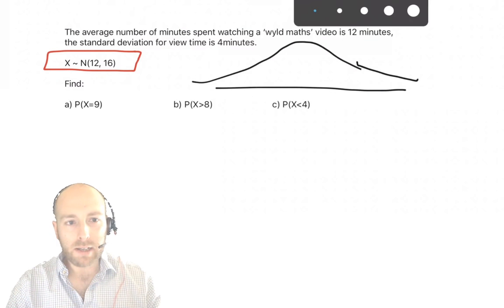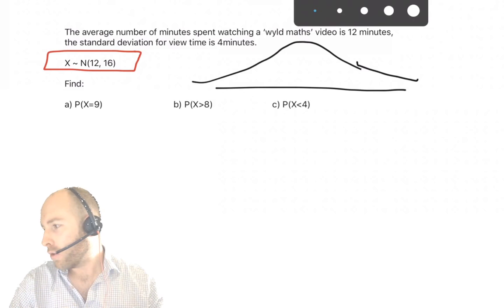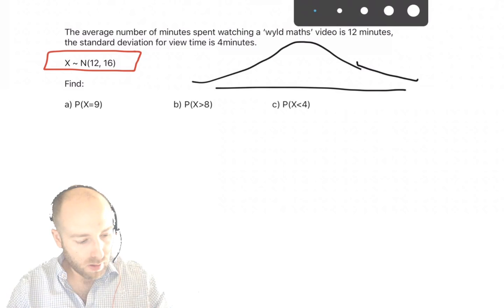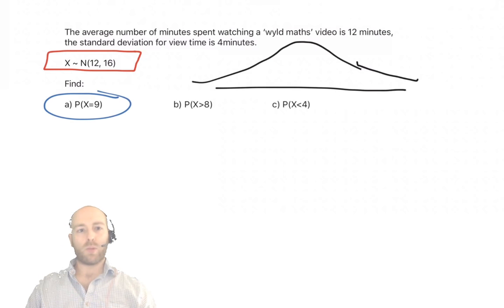Right, and we're going to use the calculator for these. We will be doing that for all of our normal questions. To start with them, we need to talk about this one. So probability x equals 9.